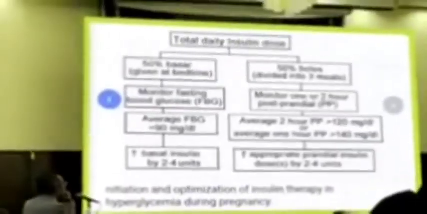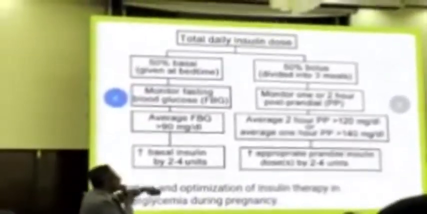In the first trimester the dose is 0.7 international unit per kilogram per day. In the second trimester it is 0.8. In the third trimester it is from 0.9 to 1 unit per kilogram per day. This is what's called basal bolus insulin regime.